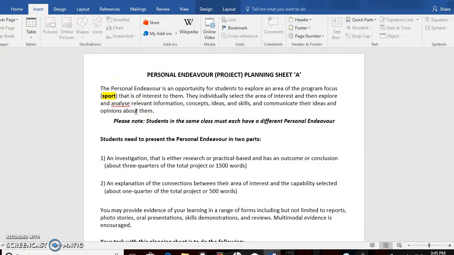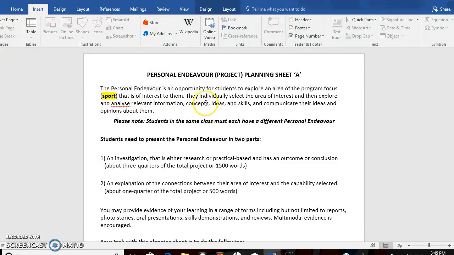The personal endeavour is an opportunity for students to explore an area of the programme focus, and our programme focus is obviously sport, that is of interest to them. And that point's really important. You need to choose something that interests you. If it interests you, you'll smash through this quite easily, and your grade's going to be higher. I can guarantee if it's something that you know a little bit about and it interests you.